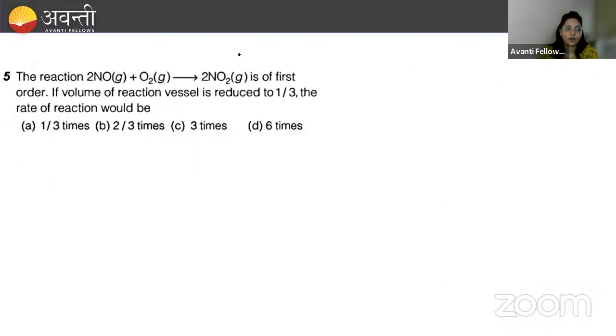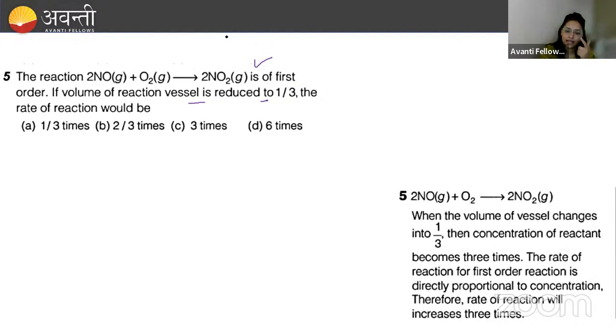Okay, let's move on to the next problem. Here the reaction is given, NO2 is a first order reaction. If the volume of the reaction vessel is reduced to 1/3, the rate of reaction would be? So here a very simple problem. The reaction was given, it is a first order reaction. If the volume is reduced, what will happen to the rate of the reaction? Volume has reduced, so will the rate of the reaction increase or decrease?